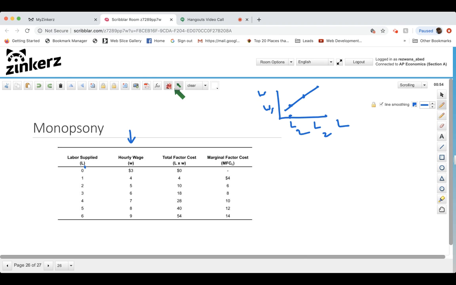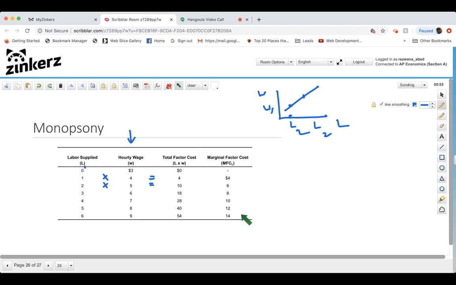And then the total factor cost is just the multiplication, a product of these two columns. So if you haven't hired anybody, at 0 labor, the hourly wage at 3, the total factor cost is 0. For the first worker, it's 4. For the second worker, if you're paying them $5 each, it's 10, and on and on. So this is the total factor cost, what that column is calculating.